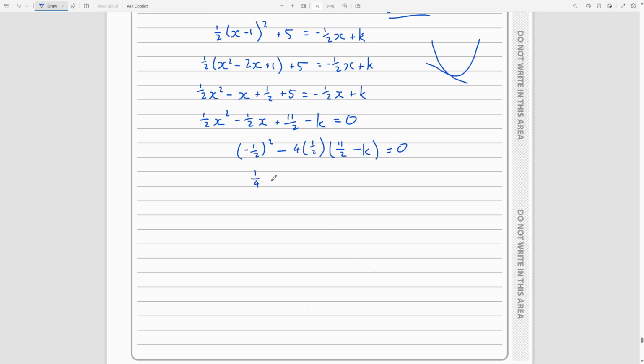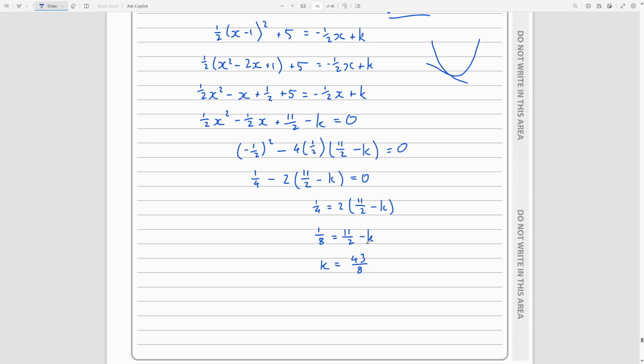We get a quarter minus 4 times a half is 2, times 11 over 2 minus k equals 0. Let's get this to the other side. Divide both sides by 2. So 1/8 equals 11 over 2 minus k. Add k to both sides. Subtract an eighth from both sides. We get 11 over 2 minus 1/8, which is 43 over 8, which looks wrong, but in fact isn't.